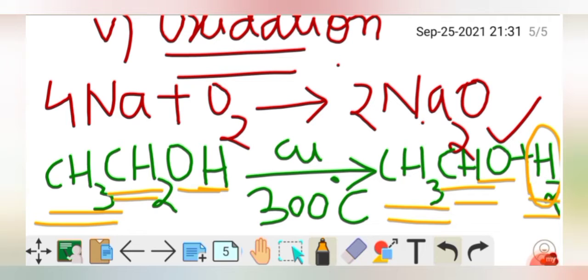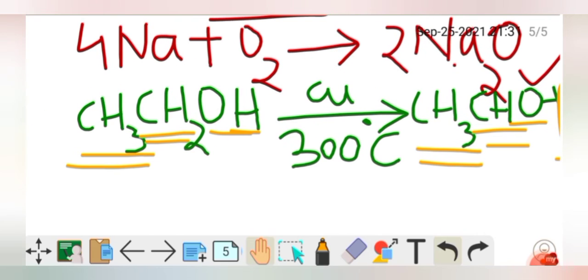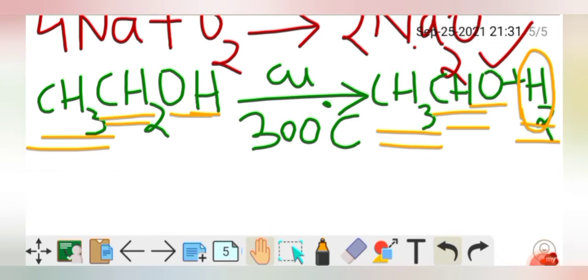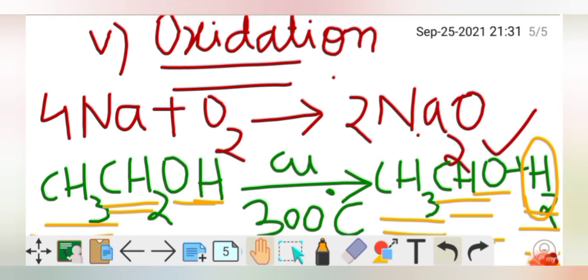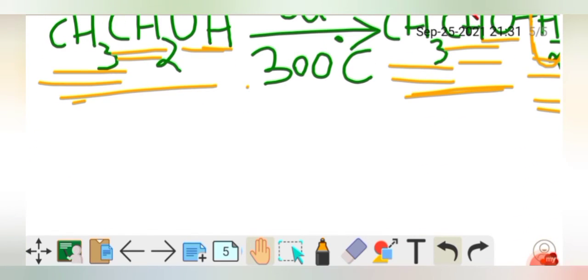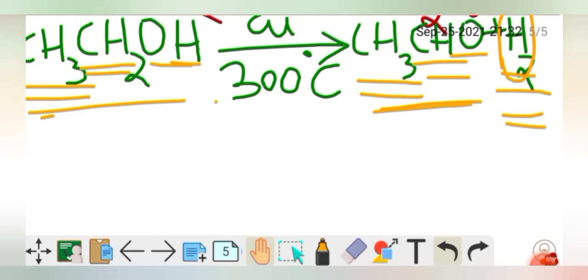So this reaction also satisfies the oxidation reaction. See it carefully. This is ethanol, and it forms ethanol, and hydrogen gas is released. So in the first condition, oxygen was added to a substance. Here oxygen was added, and in the second case hydrogen is released. So both are according to the oxidation definition.